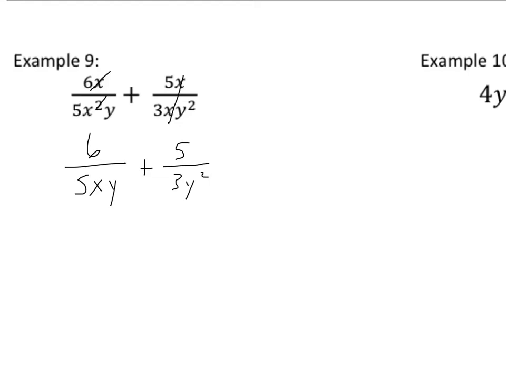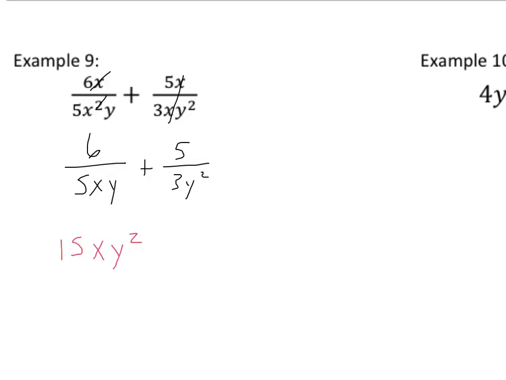They have different denominators, so we need to find the common denominator between these two. So 5 and 3 would be 15. There's an x in one but not the other, so the miser takes the 1. The y's are in both, but the miser would take the most. That is your common denominator. So what do we do now? Well, we need to have common denominators to go any further.